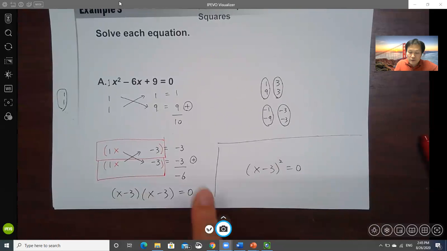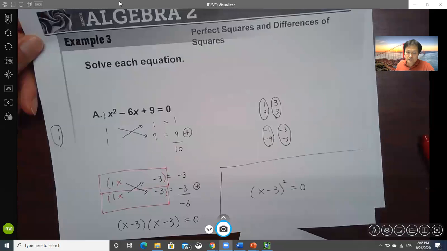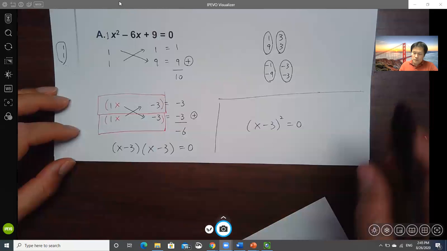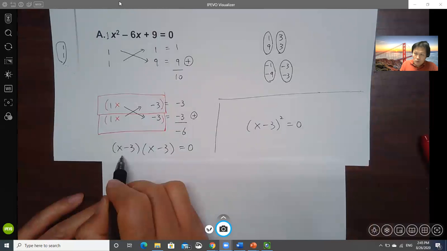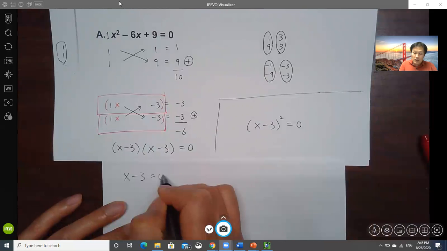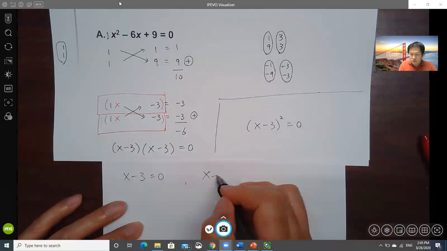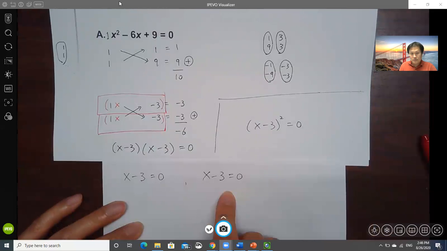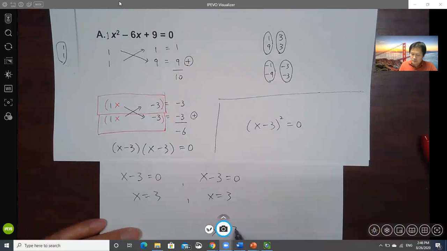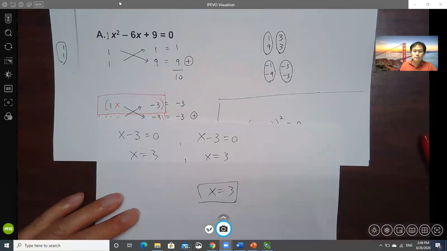Okay, we are solving the equation. Solving the equation means you have to get the value of x. So if you look at it, we got the zeros. Well, we got the factors, which is x minus 3. Let that equal 0. We got x minus 3 again. x minus 3 equal to 0 twice. Okay? So you get x equal to 3. You get x equal to 3 twice. You don't have to write twice. Just write x equal to 3 once. That is the final answer.